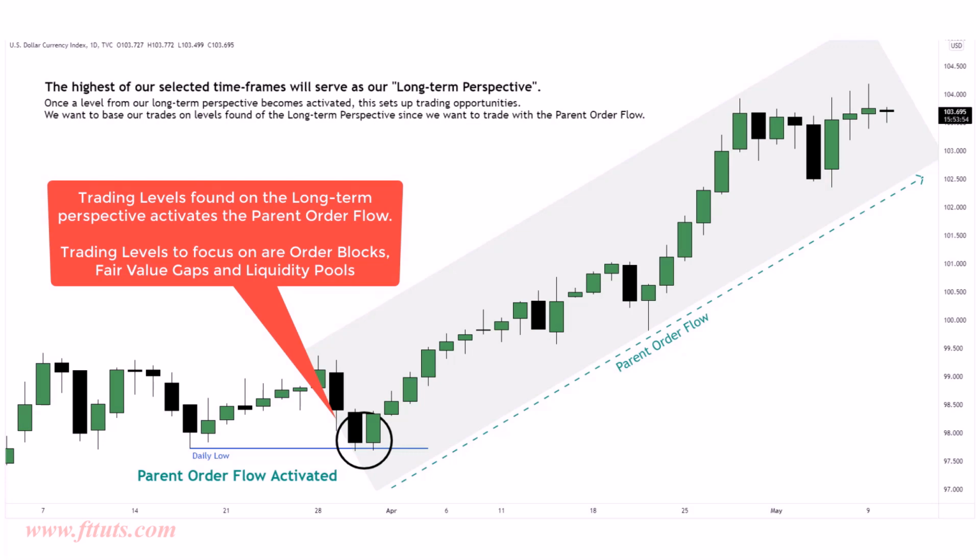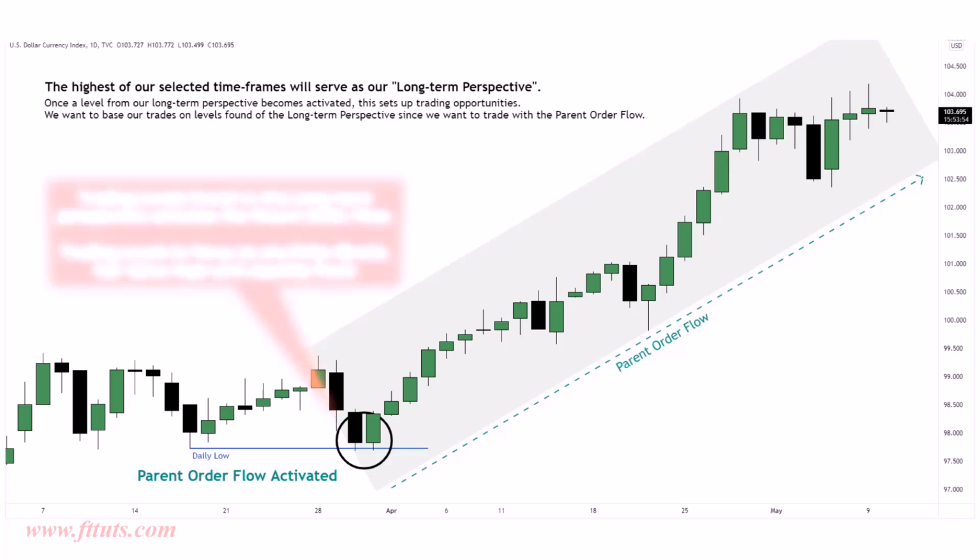You can see over here that once the daily low gets taken out, since it's bullish, price gets bought underneath the daily low. This activates the parent order flow, and we want to trade in sync with the parent order flow, because that's where the market makers are pushing price. If we're trading against the parent order flow, this means we're essentially trading against the market makers, the banks and financial institutions.